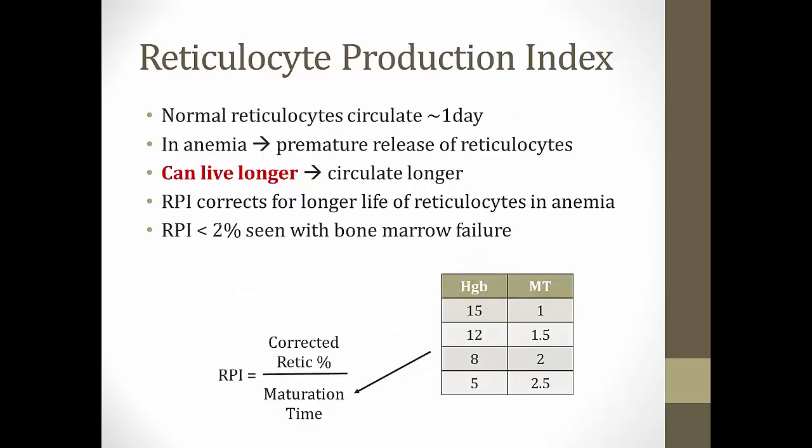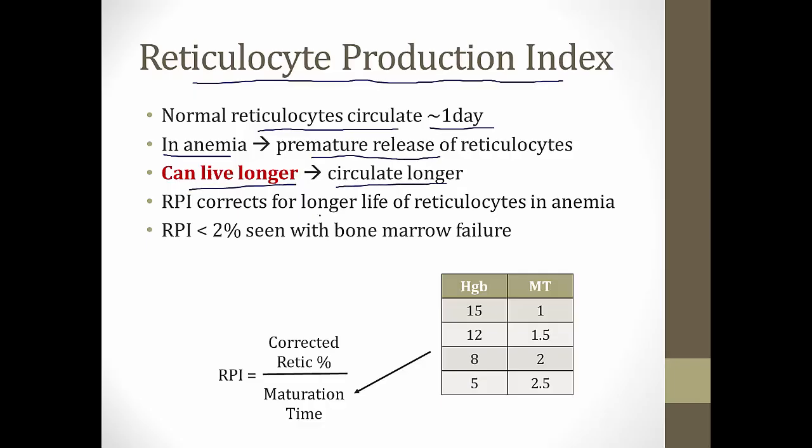Sometimes you will see the reticulocyte count corrected even further and converted into something known as the reticulocyte production index. This number is based on the fact that normal reticulocytes circulate for about a day. However, in the setting of a marked anemia, reticulocytes can be released prematurely, thus they can live longer and circulate longer. So the RPI corrects for the longer life of reticulocytes in anemia.